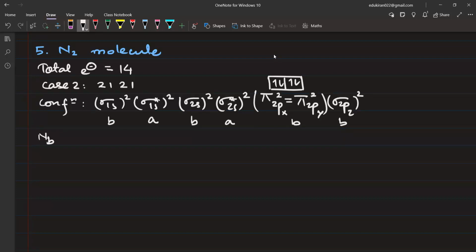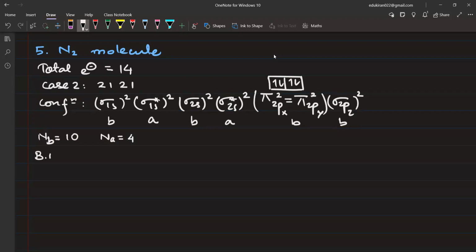So number of bonding here, it is equal to how much? 10. And number of anti-bonding? देखिए गिनने की जरूरत नहीं है, आप 14 में से 10 सब्ट्रैक्ट कर देना. नहीं 4 होंगे. देखिए, इलेक्ट्रॉन्स 14 हैं, तो 10 सब्ट्रैक्ट कीजिए, you will get 4, right?